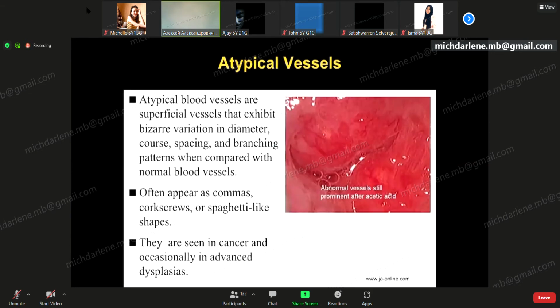Atypical vessels are superficial vessels that exhibit bizarre variation in diameter, course, spacing, branching, and pattern when compared with normal blood vessels. They often appear as commas or spaghetti-like shapes. They are seen in cancer and occasionally in advanced dysplasia.